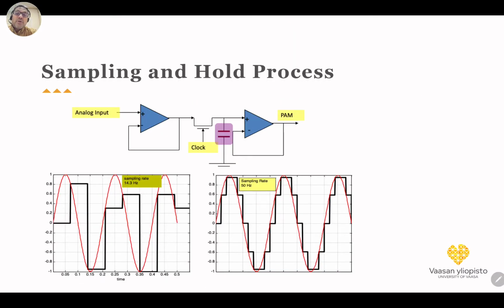This is a simple circuit for sample and hold. According to this clock, we can take samples based on the speed of the clock, which means the sampling rate. And once you take each sample, it can be held based on the capacitance of this capacitor. So then we have what is known as pulse amplitude modulation. The red one is the original signal, and the black one is the sample and hold signal at the output. As we increase the sampling rate, of course, we can increase the accuracy of the output pulse amplitude modulation.